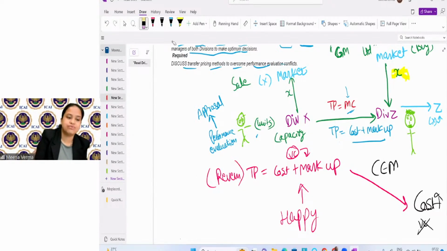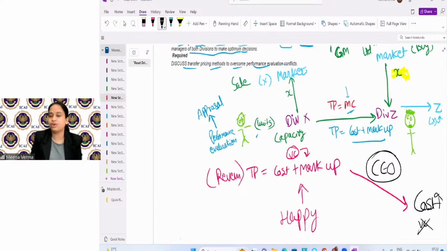अब देखो, if you will get such question in exam, you will understand there is a conflict and you cannot keep one transfer pricing for both the division. So what will happen now? CEO has decided, okay, देखो, transfer price never affect the overall profitability of entire organization. We have discussed this in last session.